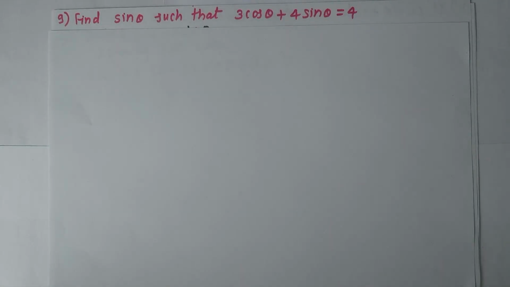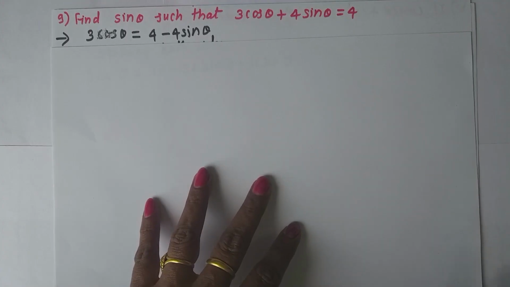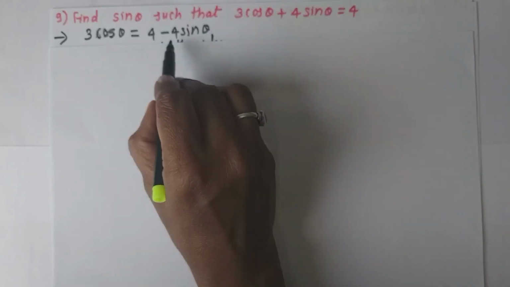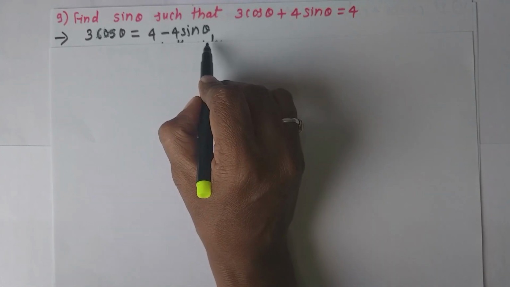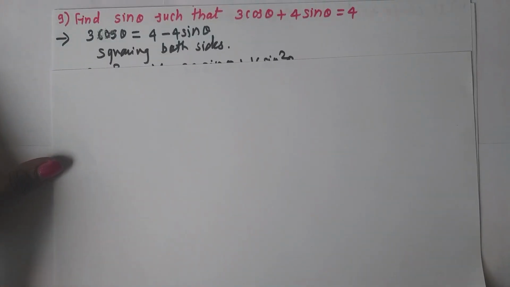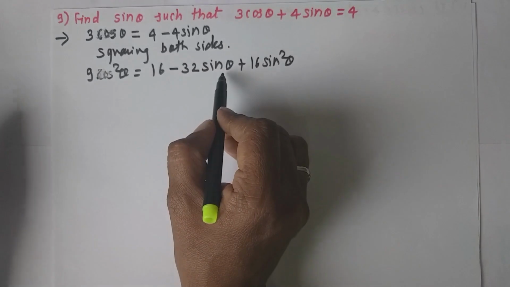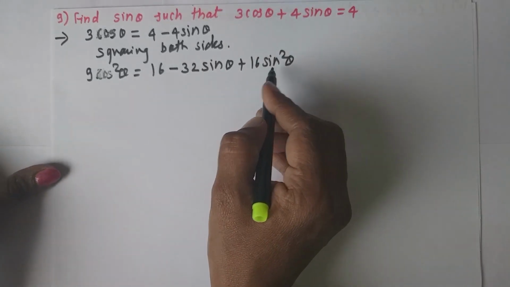Find sin theta such that 3 cos theta plus 4 sin theta is equal to 4. Now here you keep 3 cos theta on the left hand side and transfer this 4 sin theta to the right hand side. Then in the solution you write down 3 cos theta is equal to 4 minus 4 sin theta. Now squaring both sides, you take the square of both sides. After taking the square of both sides, we will get 9 cos square theta is equal to 16 minus 32 sin theta plus 16 sin square theta.